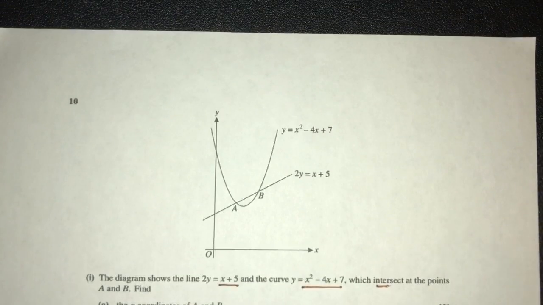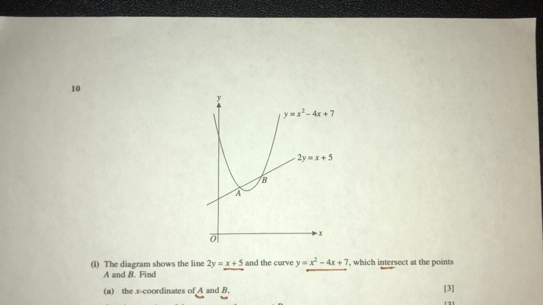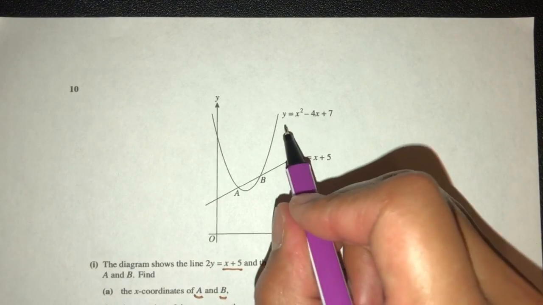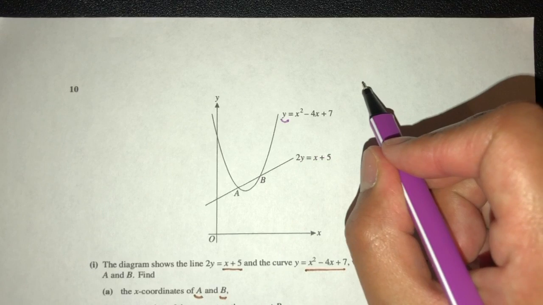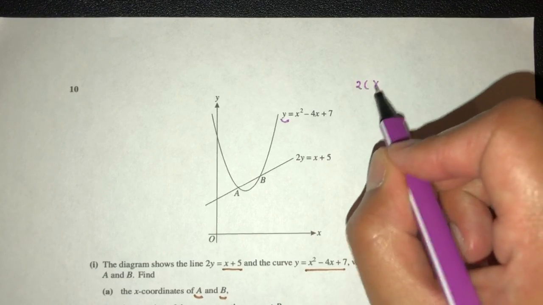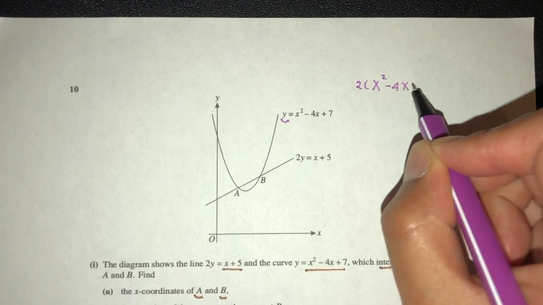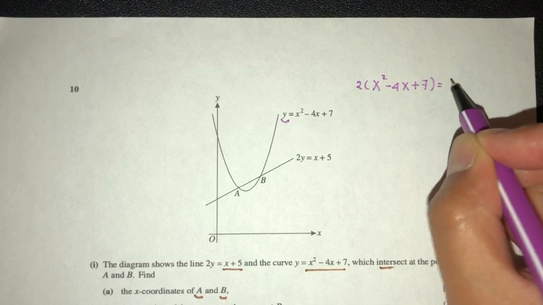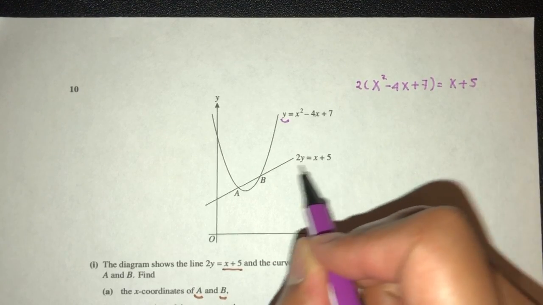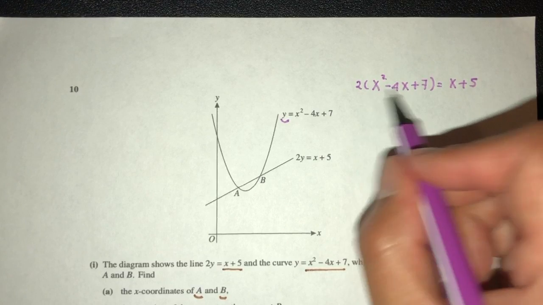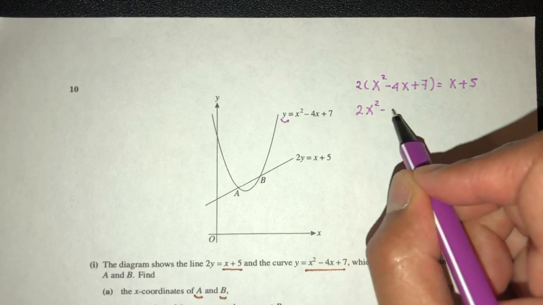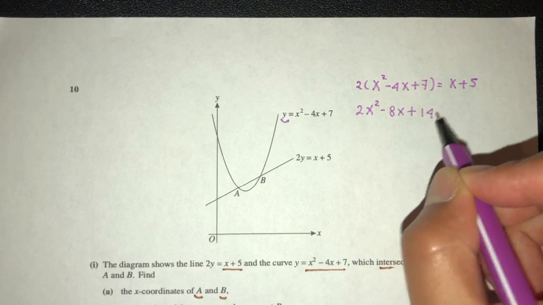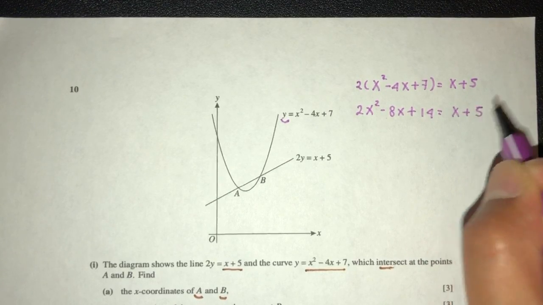So pretty easy, for point of intersection we solve by using simultaneous equations. So here we have y, we can replace y in this. You have 2 times y, which is also x squared minus 4x plus 7, has to be x plus 5, as you can see here. 2y, this. Expand, you will have 2x squared minus 8x plus 14 has to be x plus 5.